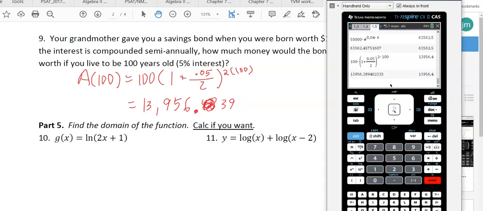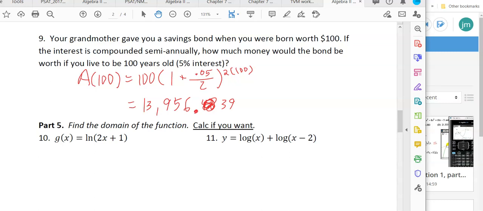Okay, find the domain of the function. Use your calculator. Don't use your calculator, it's going to be harder to do on your calculator. So just set that greater than 0. So 2x plus 1 greater than 0. So 2x greater than -1, divided by 2, you get x greater than -1/2. That's your domain.